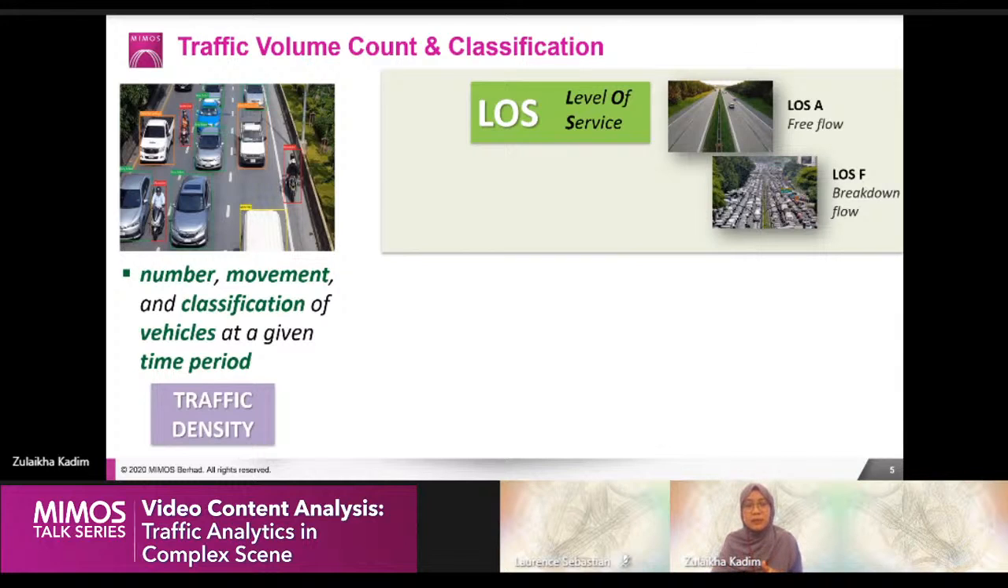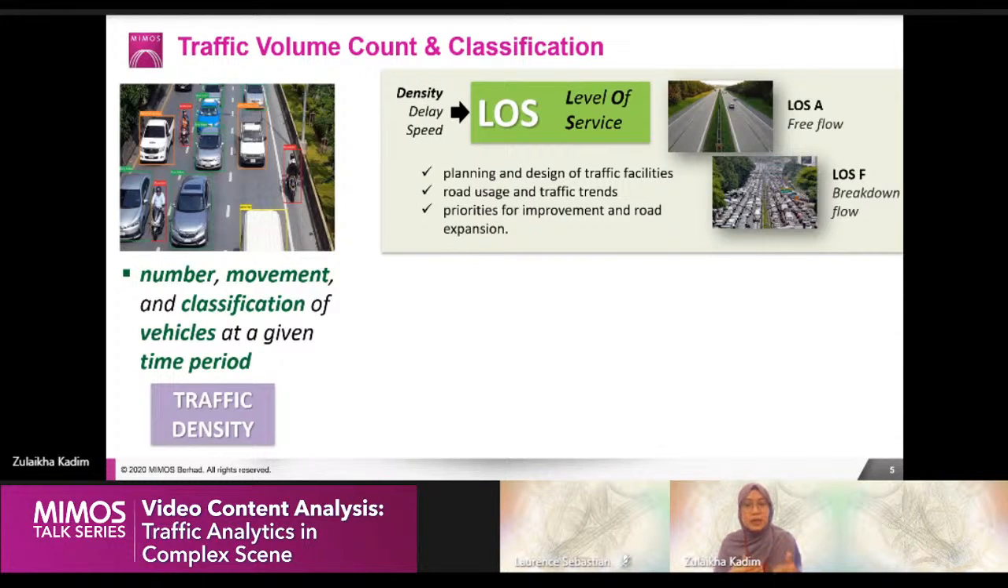So with this information, they can perform future planning, for example, how they want to plan or design the traffic facility in future, or understand how the road is currently used and what the traffic trends are. So they can predict what is going to happen, for example, in the next 5 or 10 years. And this information will also help them prioritize how they want to improve or do road expansion in the future.